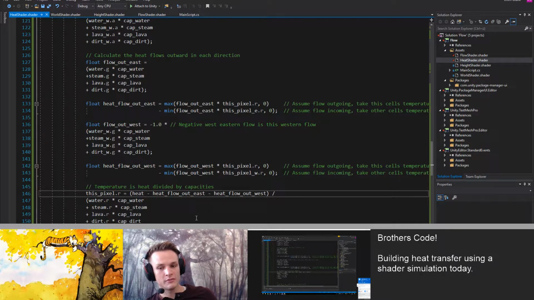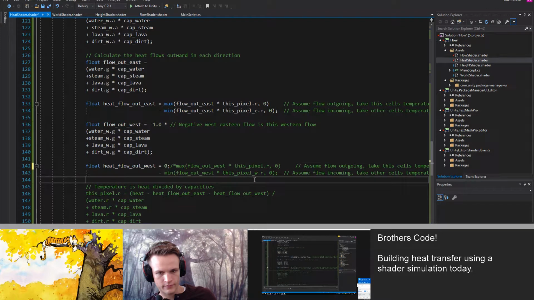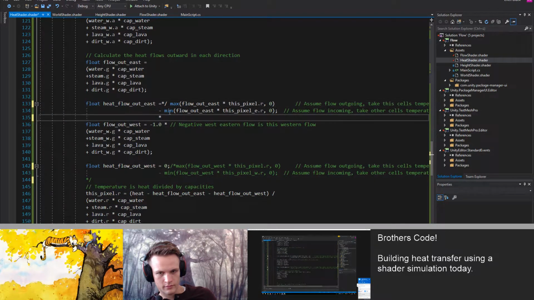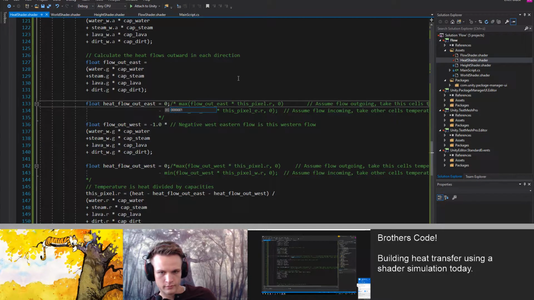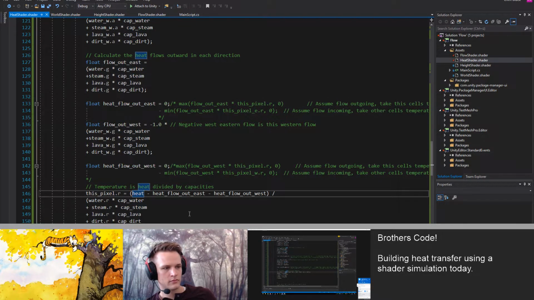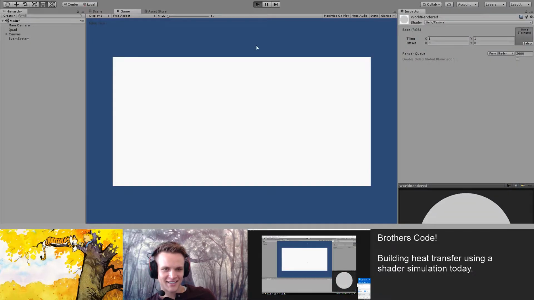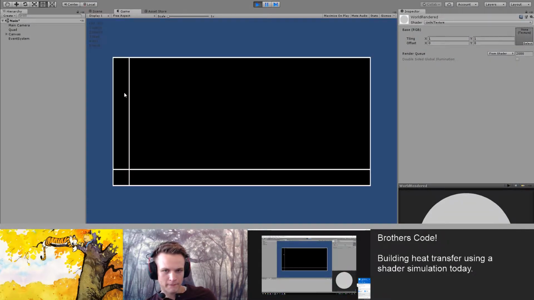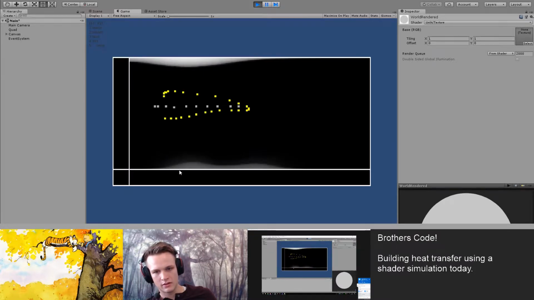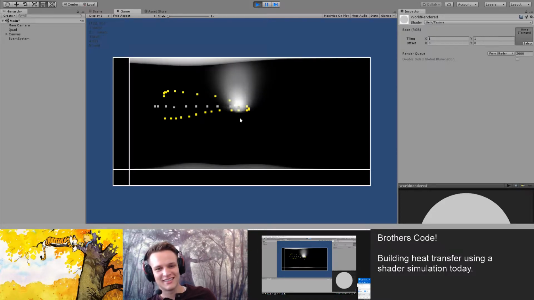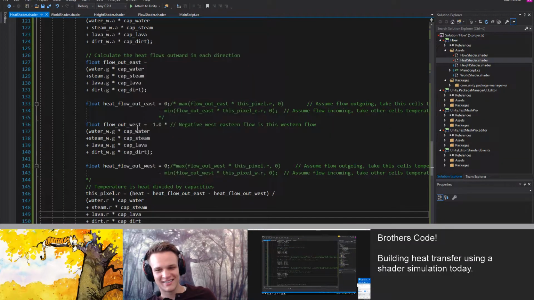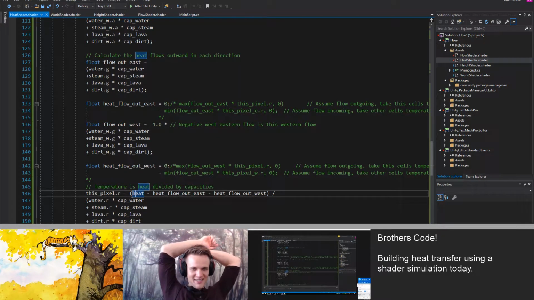Let's just remove the flow and see what happens. Just set those flows to zero. Yeah. Yep. So if those are zero, and heat is zero, everything's zero. Yeah. As usual. Usual suspect. Hey, it's white. Okay, so the problem is in the flow, as it always is. Okay, so what are we missing here?